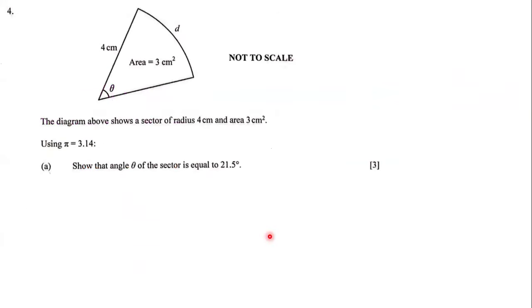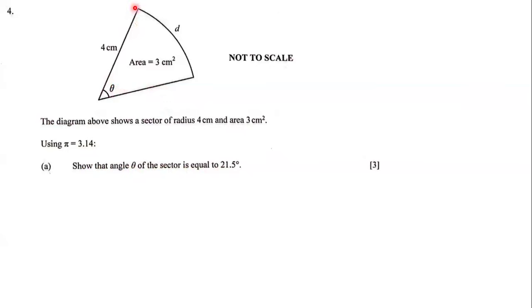Next, we have question 4, which says that the diagram above shows a sector of radius 4 centimeters and area 3 centimeters squared. Using pi as 3.14, show that the angle theta of the sector is equal to 21.5 degrees. So we have to show that this angle theta is equal to 21.5 degrees.